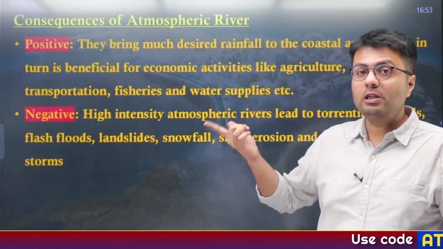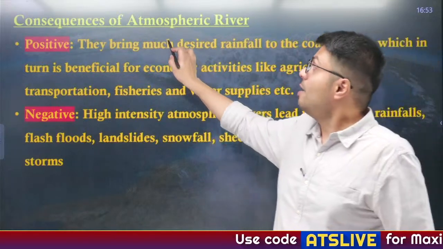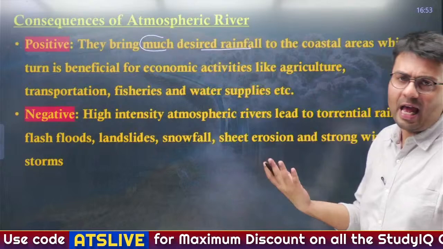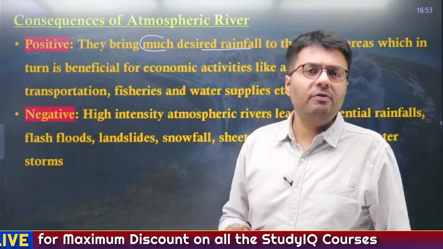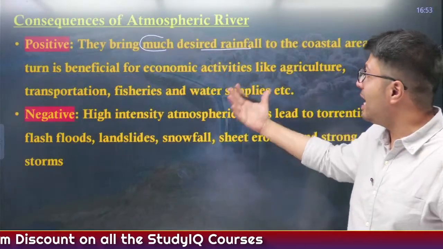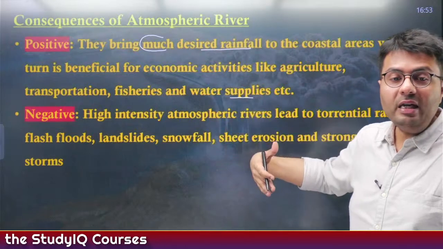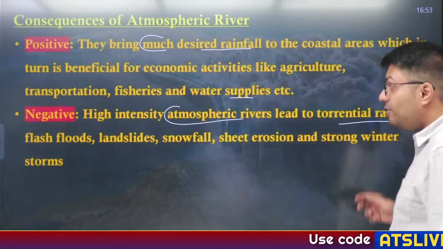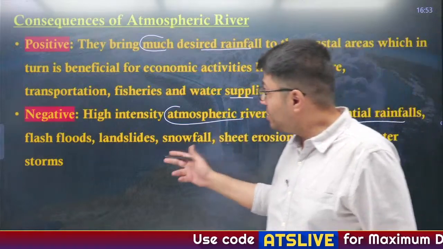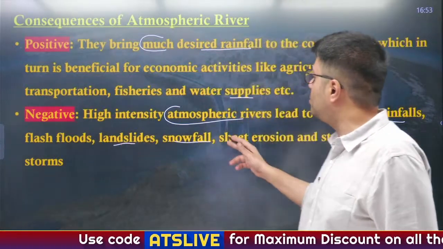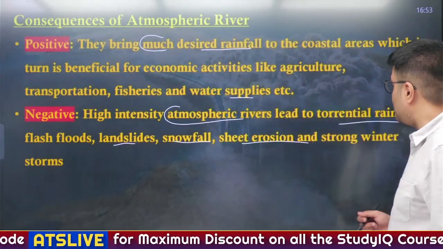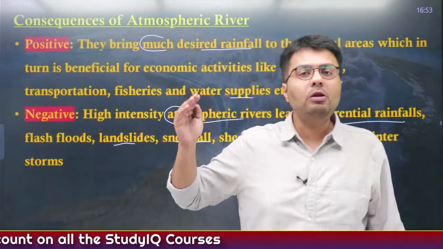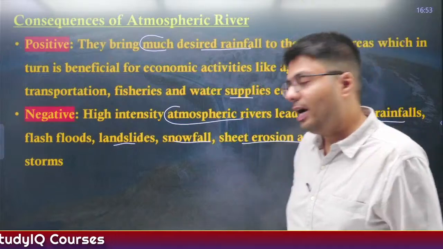Now the consequences of atmospheric rivers. It has both positive and negative consequences. First, the positive is that it brings much desired rainfall to coastal areas, which can be beneficial for economic activities like agriculture, transportation, fishing, and water supplies. However, if it leads to higher intensity of rainfall, these atmospheric rivers can lead to torrential rainfall, occurrences of flash floods, landslides, at higher altitudes huge amounts of snowfall, as well as sheet erosion and strong windstorms, right? So these are both the positive and negative consequences of atmospheric rivers.